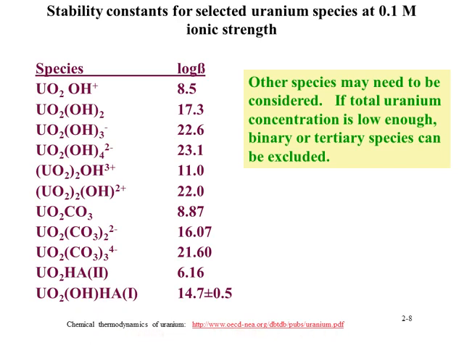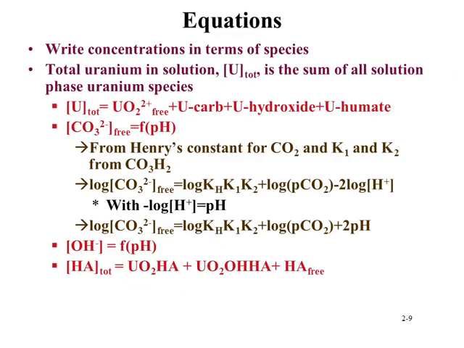There are other ways that we can make this easier on ourselves. If we know the total amount of uranium is low, we can exclude binary or ternary species. So if we have a low amount of uranium, we can just exclude these species from our calculations. We don't have to worry about them. Okay, so we can find the complexation constants. Now what we need to do is write our equations.